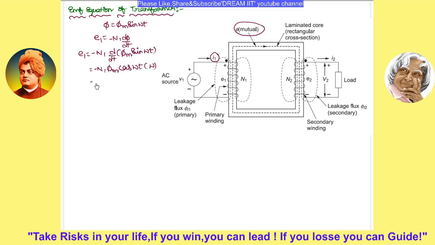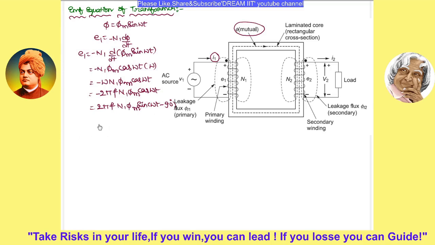So what we can write? We can write it as minus omega N1 phi m cos omega t. Omega can be written as 2 pi f, so minus 2 pi f N1 phi m cos omega t. By taking this minus sign, what I am doing is 2 pi f N1 phi max sin of omega t minus 90. So that is what I am doing.